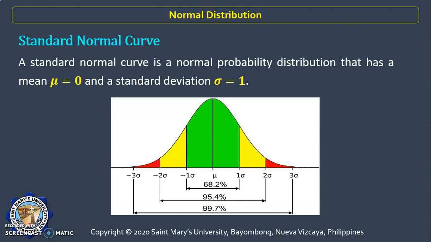And two standard deviations left and right is approximately 95.4% of the normal curve. And three standard deviations from left and right is approximately 99.7%, or more or less 100%. So that's why ang standard normal curve natin, the area from negative 3 up to 3 standard deviations is approximately 100%.